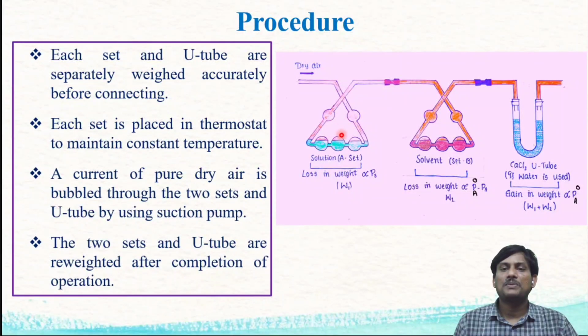Since vapor pressure depends on temperature, we have to maintain constant temperature in the solution, that is set A, and in the solvent, that is set B. After that, a current of pure dry air is bubbled through the two sets and also the U-shaped tube. After passing dry air through set A, set B and the U-shaped tube, you have to reweigh set A, set B and the U-shaped tube separately.